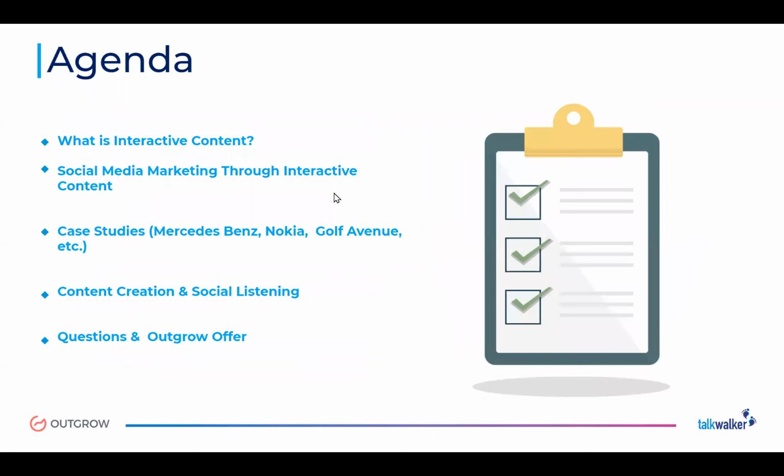Fantastic. And just a quick look at our agenda. We're going to kick things off by talking about interactive content. What is it? We're going to look at social media marketing through interactive content. We'll examine some case studies, some businesses that you might know, some brands, how they're using it, and what benefits it's brought them. And we're also going to talk about content creation and social listening, how social listening will help you create better, smarter, and more engaging content. And lastly, we are going to open up the floor to questions, and Outgrow is going to share an offer.